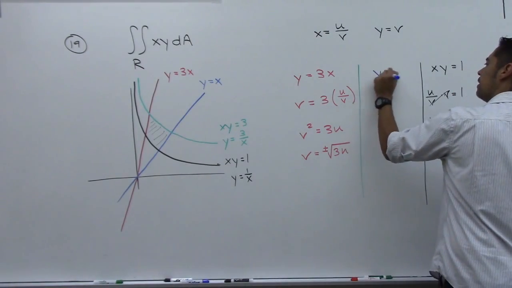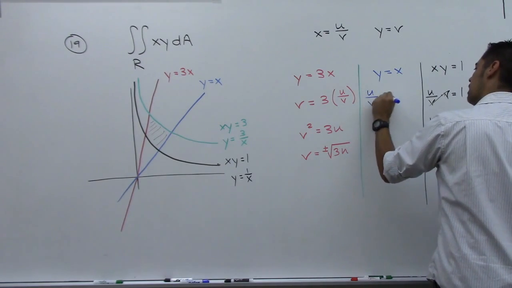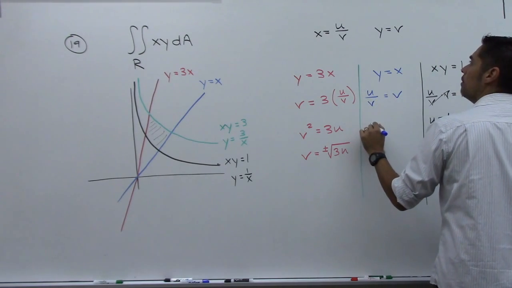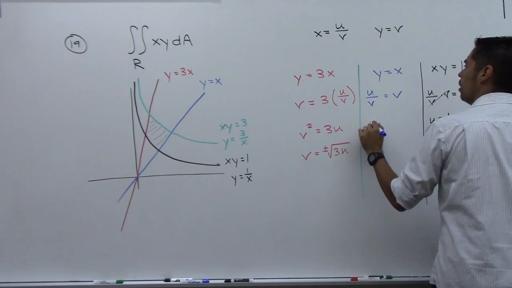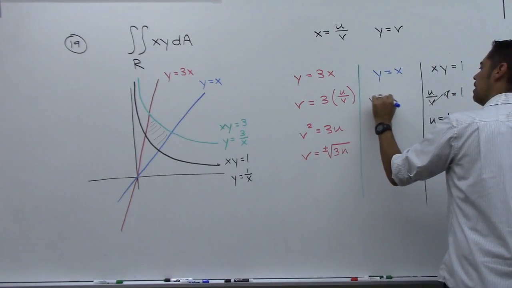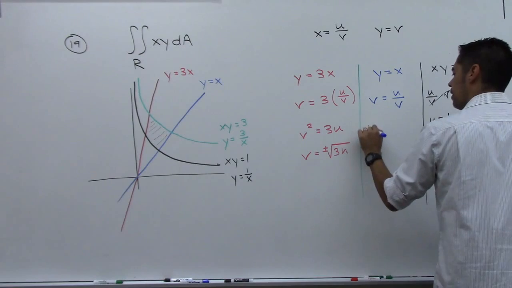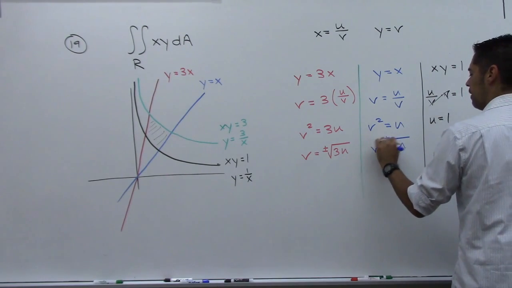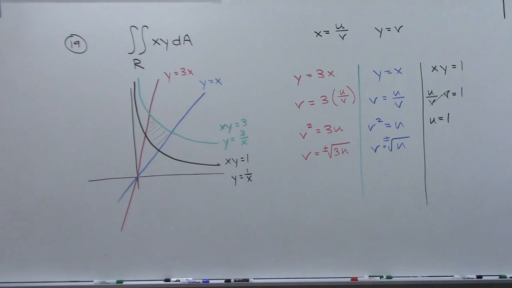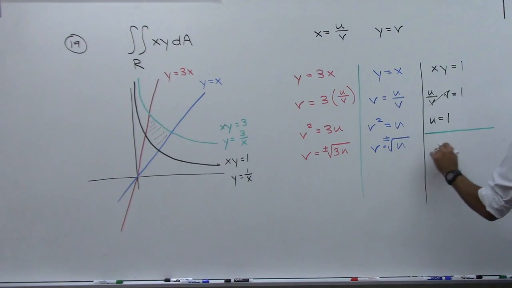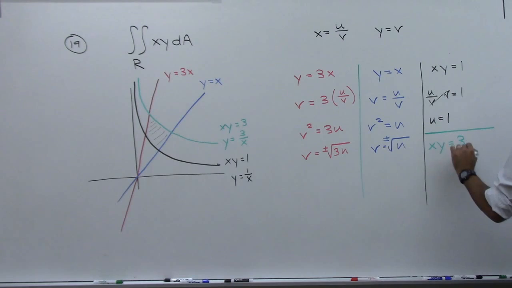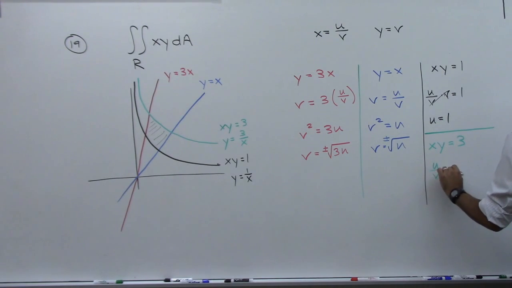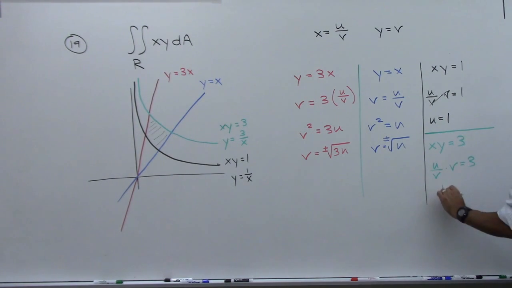Y equals x, so u over v equals v. No, other way around. V equals u over v, same thing, but v squared equals u, v equals root u plus or minus. Okay, and then that one was nice, and then which one am I missing? The green one, which is xy times y equals 3. So x, which is u over v, times y, which is v, equals 3. So you get u is 3.